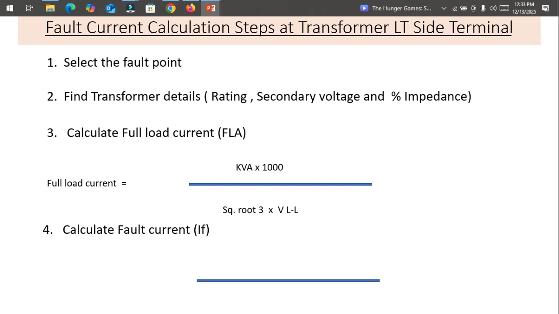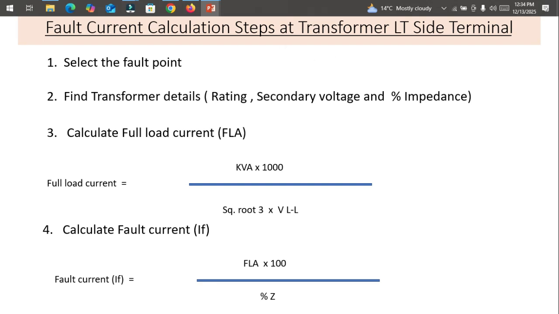Now in step 4, finally we have to calculate the fault current IF, which we calculate according to this formula. FLA means full load ampere, which is full load current, into 100 divided by percentage impedance of the transformer. So these are the four steps generally we have to follow to calculate the fault current at the transformer LT side terminal.